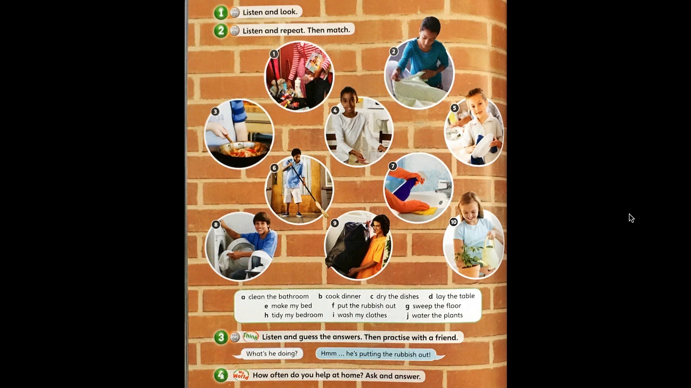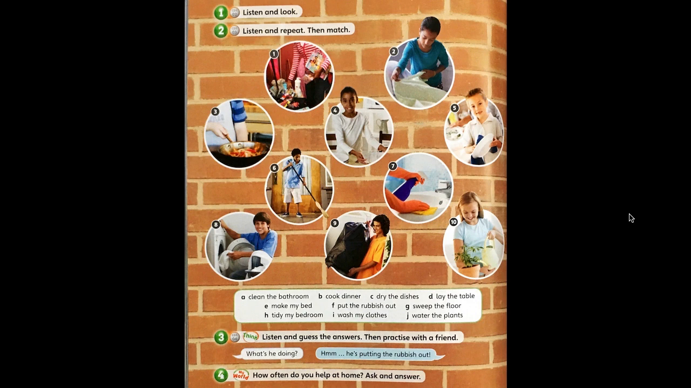Alright. Yes, that's correct. Picture number seven is A. Clean the bathroom. That's a pretty tough job. Leave it for the elderly, leave it for older people. Don't do that. Not now.